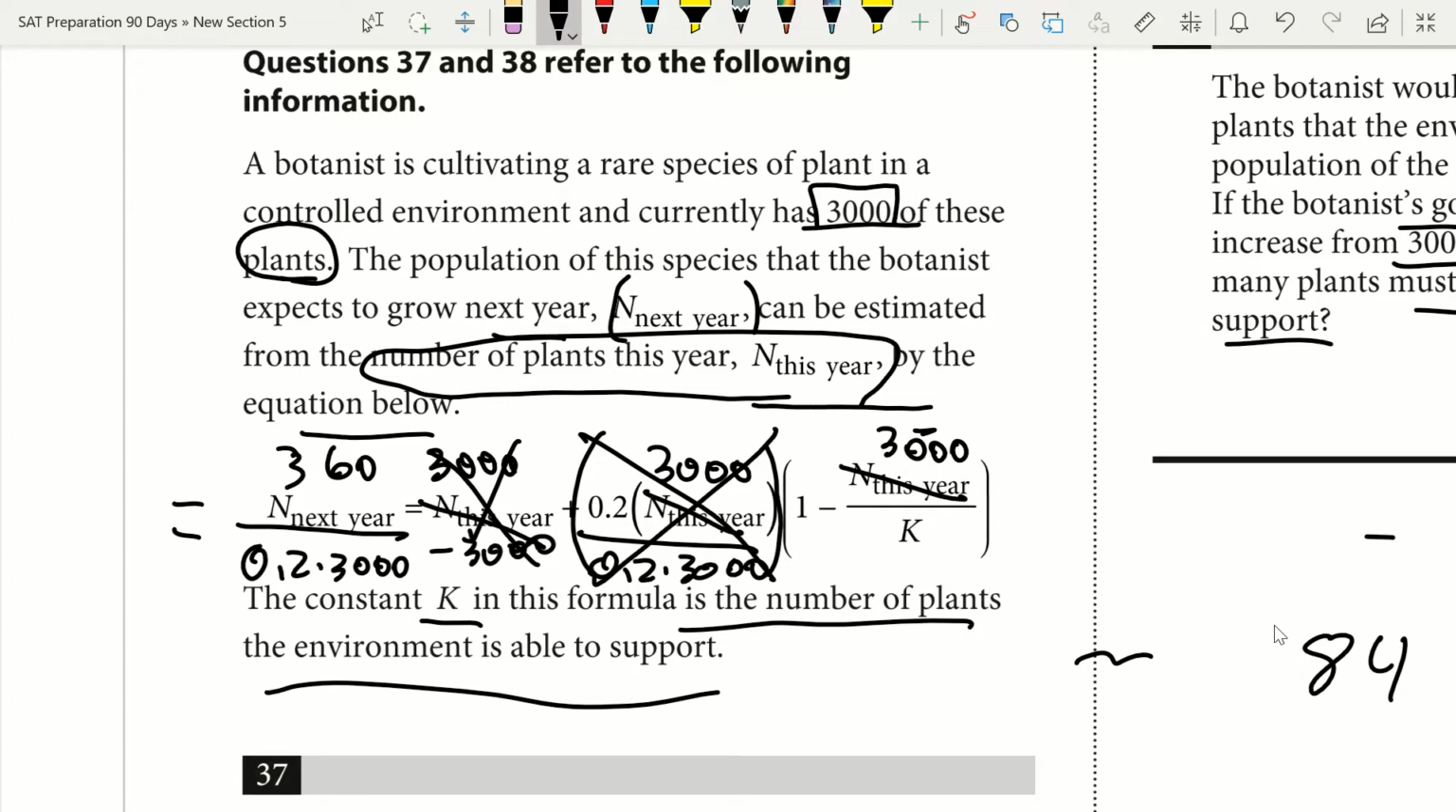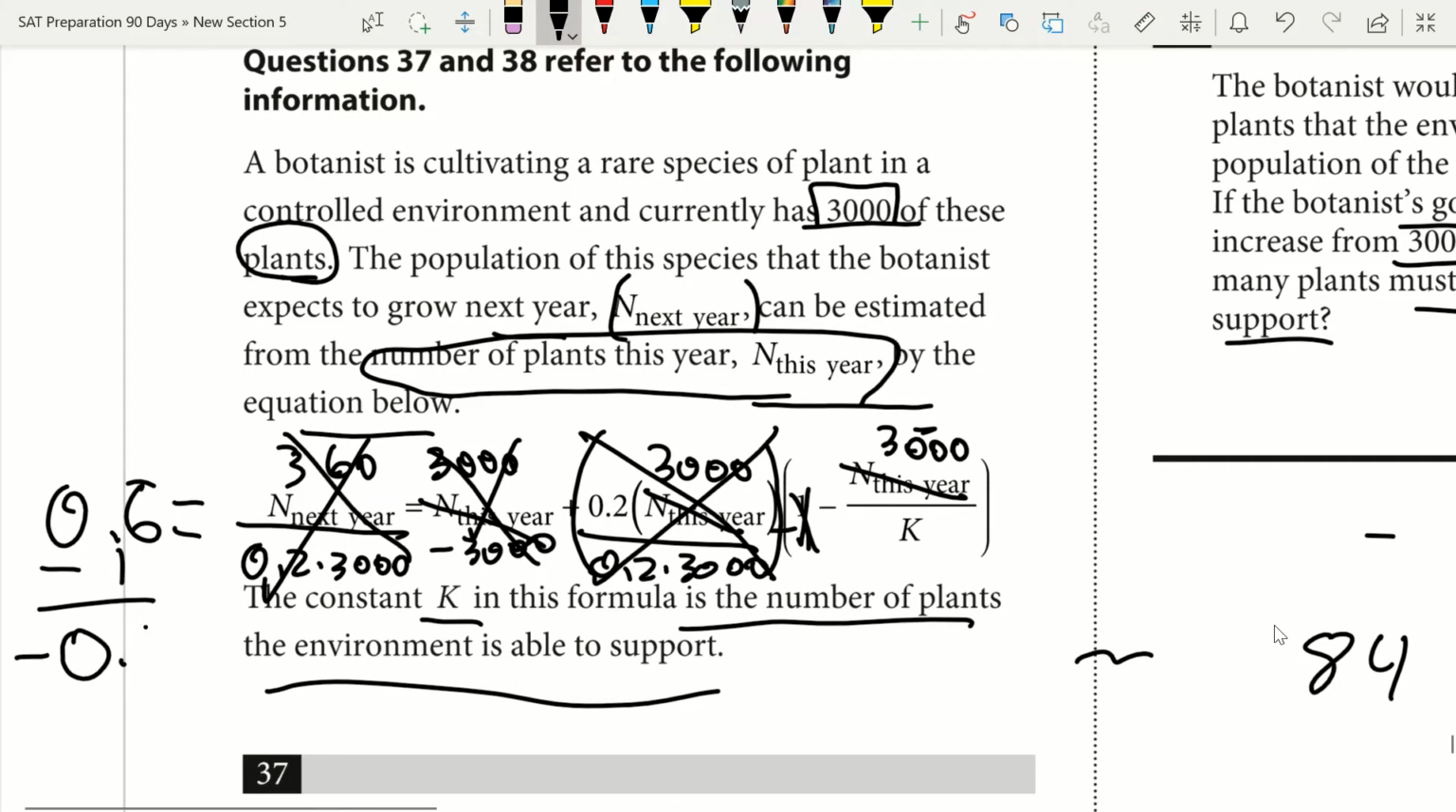I'll plug that into my calculator, see what I get. 360 divided by 0.2 times 3,000. And that's going to give me 0.6. So now I've got 0.6 is equal to this 1 minus 3,000 over K. So what I'm going to do now is subtract 1 from each side. 0.6 minus 1, that's going to give me negative 0.4.